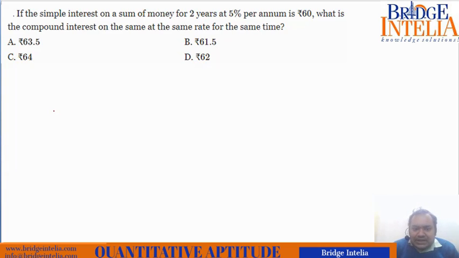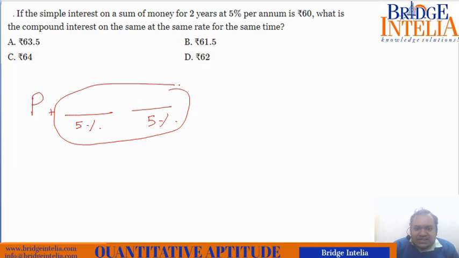So in 2 years, you deposit an amount P. What is the bank doing? Bank is giving you 5% each year, since this is a case of simple interest. Same percentage each year. So this is the total earning, equal to 60. That means each year you are getting rupees 30.